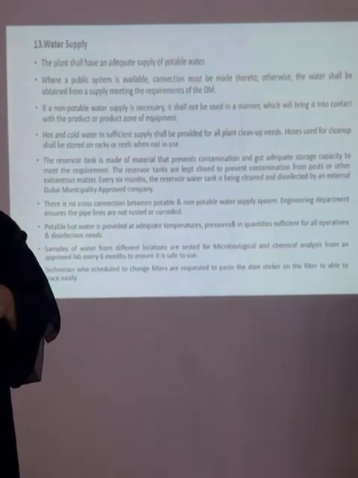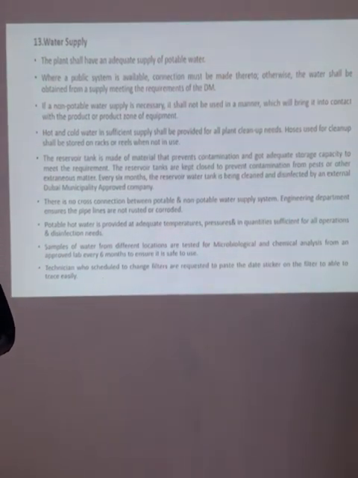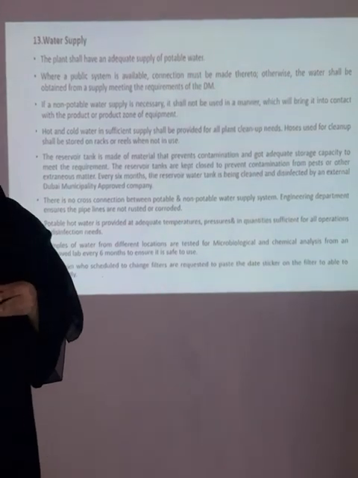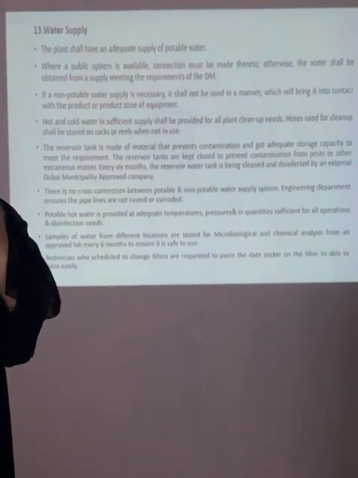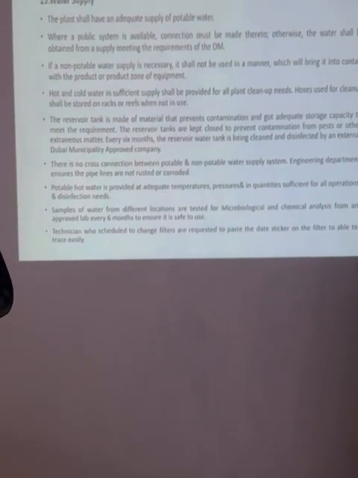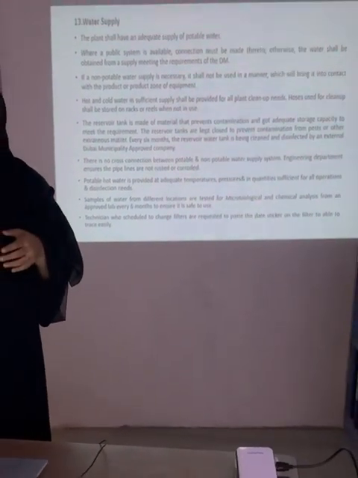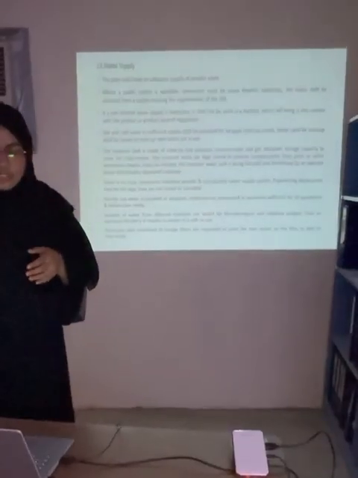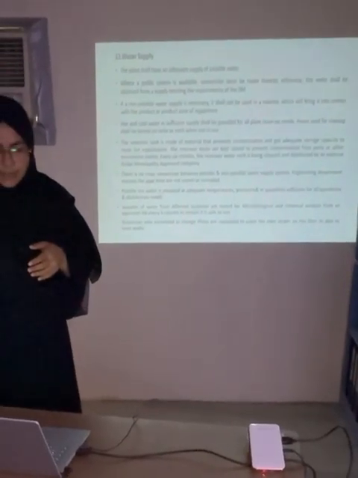And there should not be any cross connection between the potable and non-potable water supply lines. The engineering department will ensure that the pipeline has not been rusted or corroded. The tanks which we are using for storing water should always be stainless steel, to avoid corrosion.